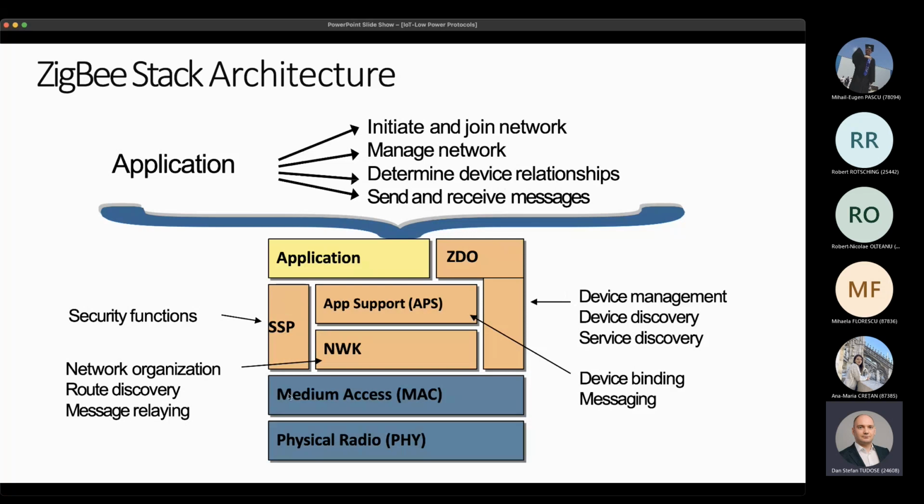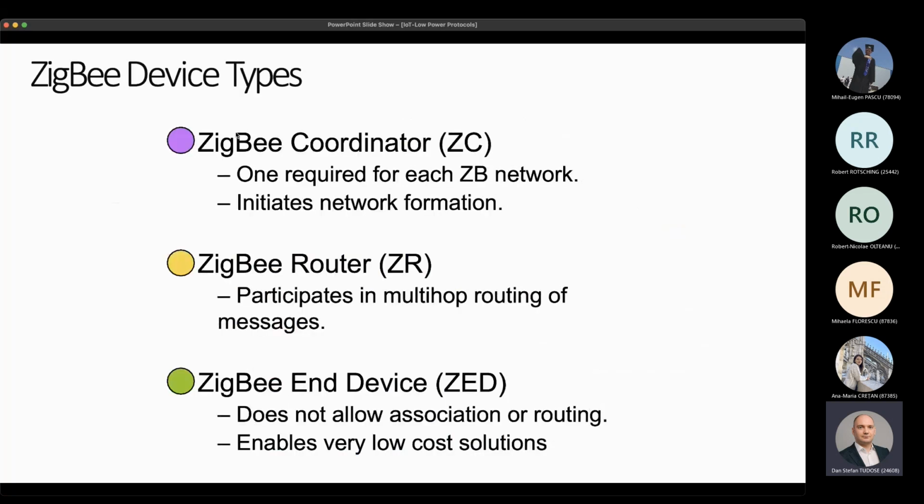And of course, you have different device roles. So there are 3 main device types in ZigBee. You have a coordinator. It's the node required for each ZigBee network. You cannot have a network without having at least one ZigBee coordinator, and it initiates the network formation itself.